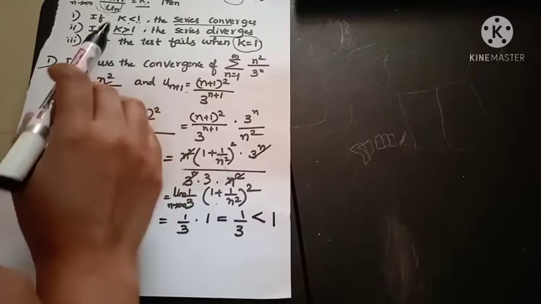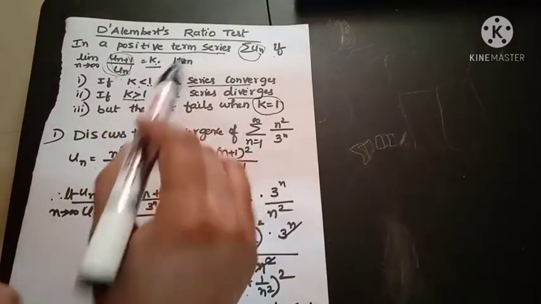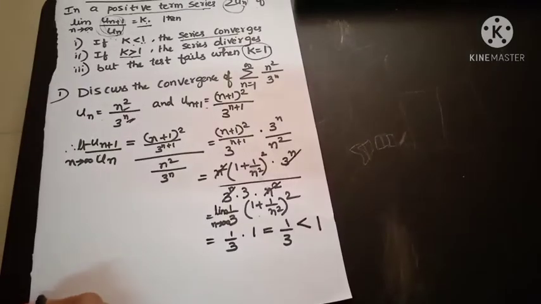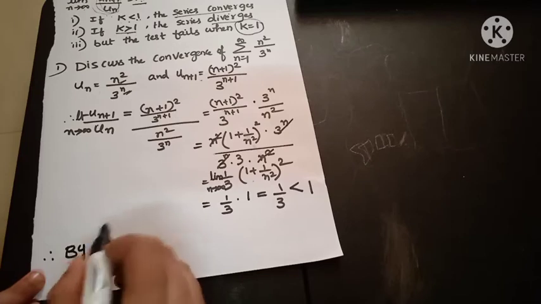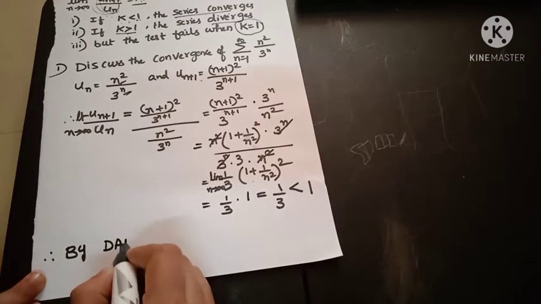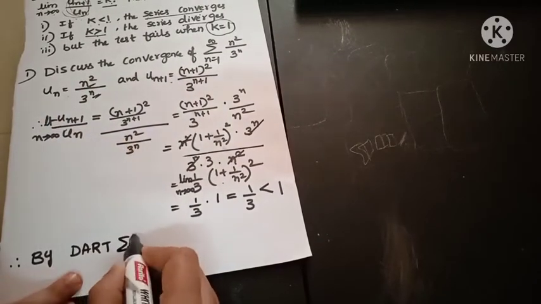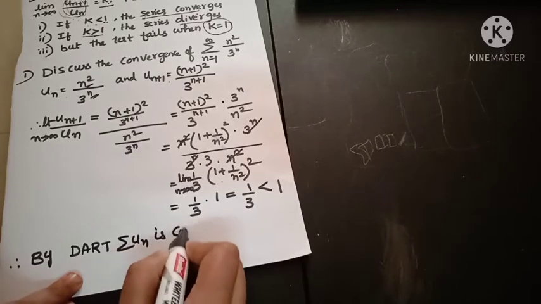So in this case, D'Alembert's ratio test says that the series is convergent. Writing this statement is very important because this carries 2 marks. By D'Alembert's ratio test, our given series u(n) is convergent.